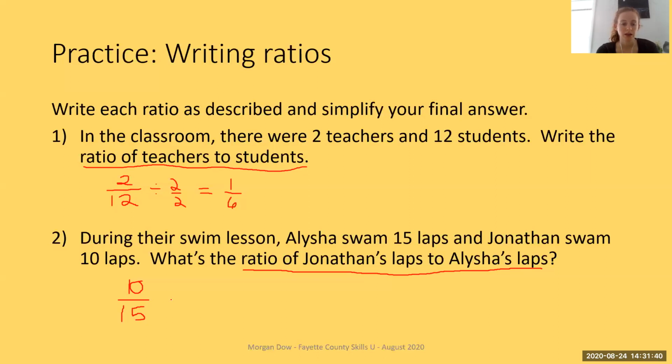And now let's simplify. So we determine the GCF of 10 and 15. The greatest factor that those 2 numbers have in common is 5. They're both divisible by 5.